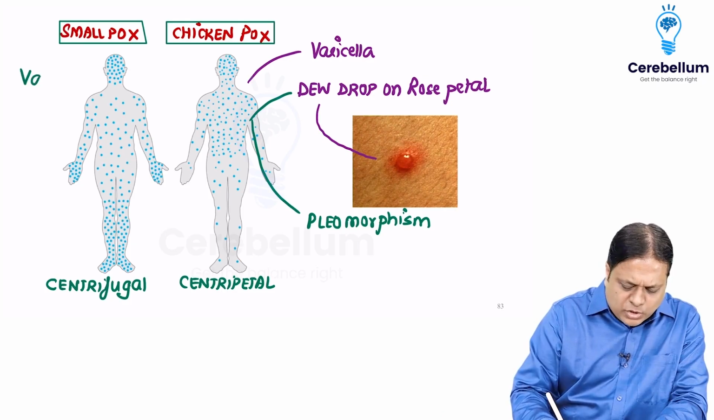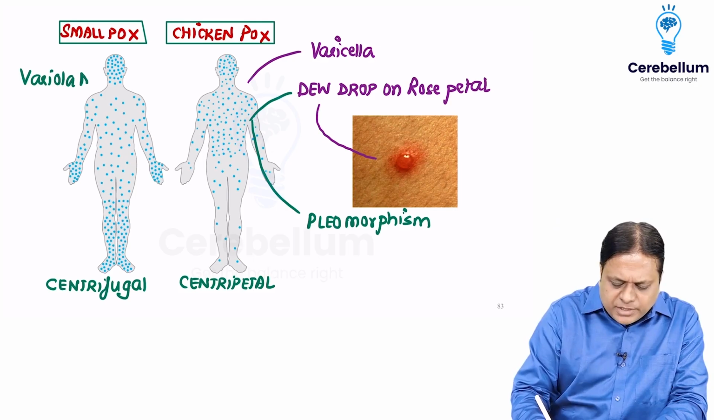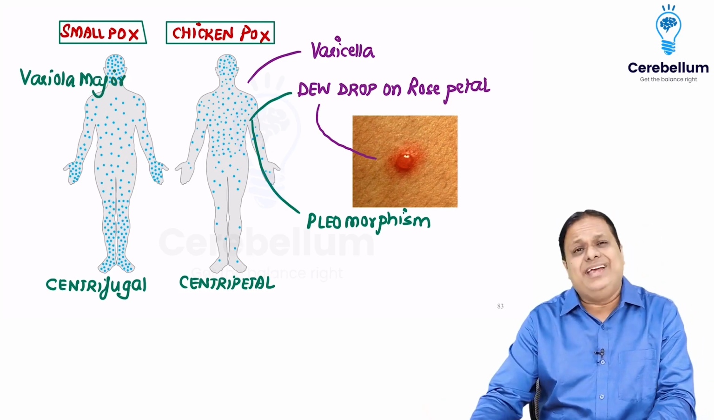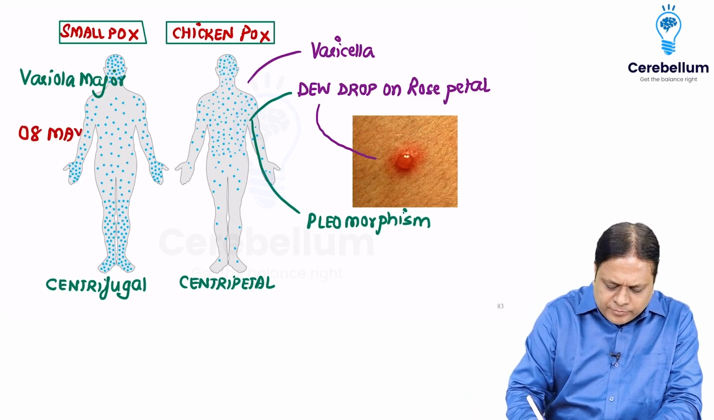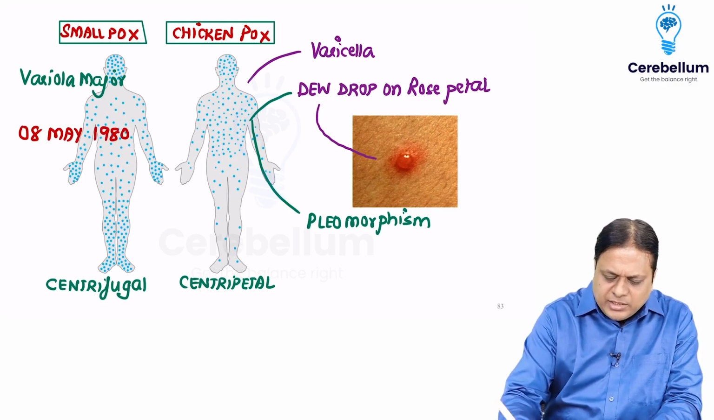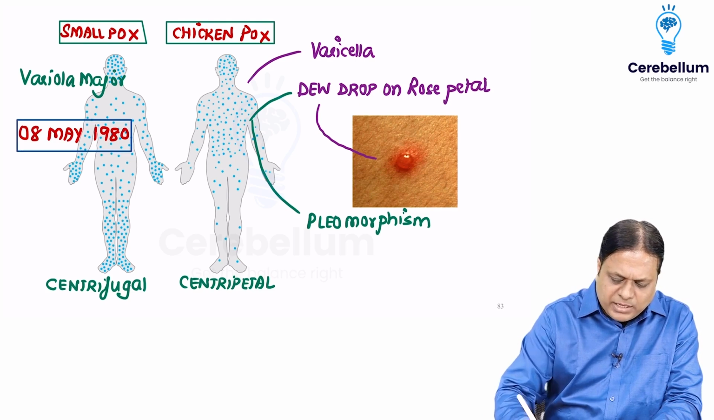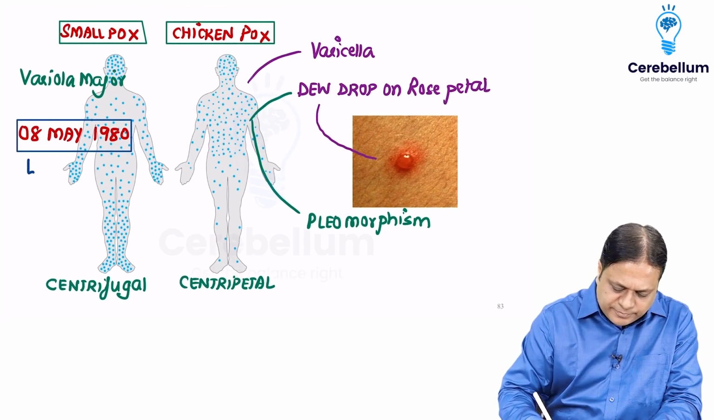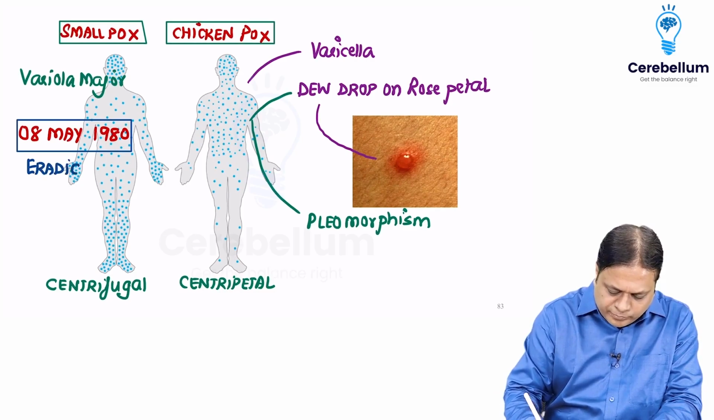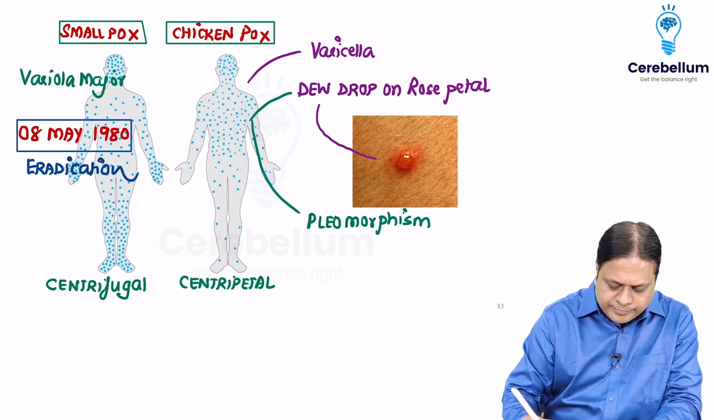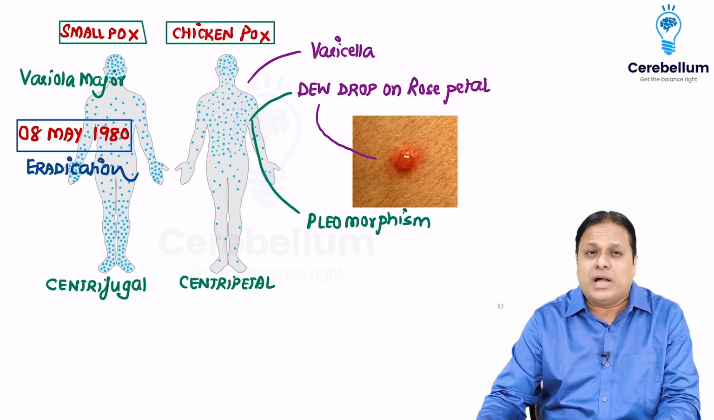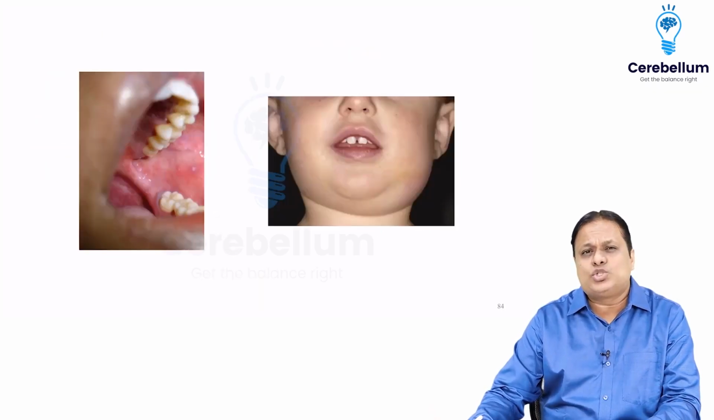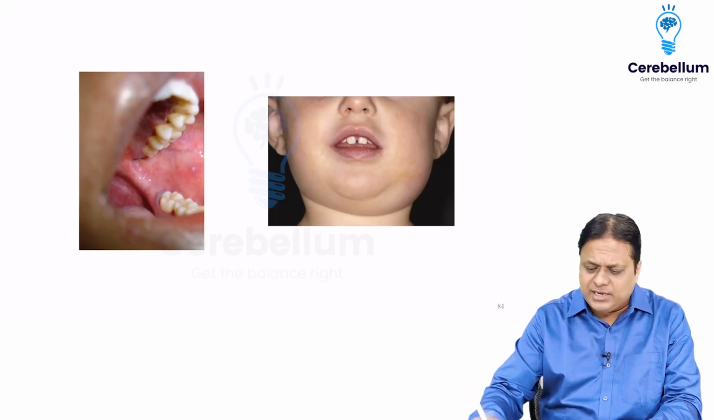Smallpox, which used to be caused by variola major, last case 1977 Somalia, finally on 8th of May 1980 WHO declared global eradication of smallpox. Currently, smallpox is considered a category A bioterrorism agent, the most dangerous bioterrorism agent. What do these two represent? Let's look at the first image, make a clinical diagnosis.